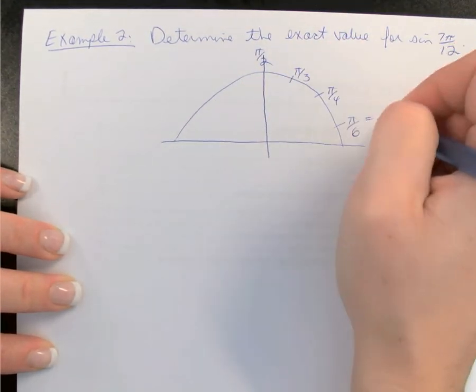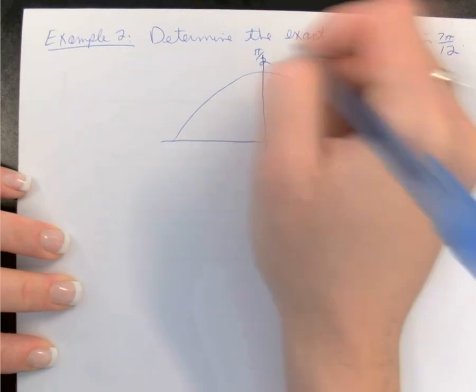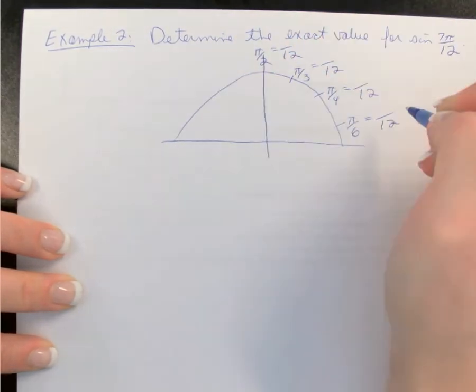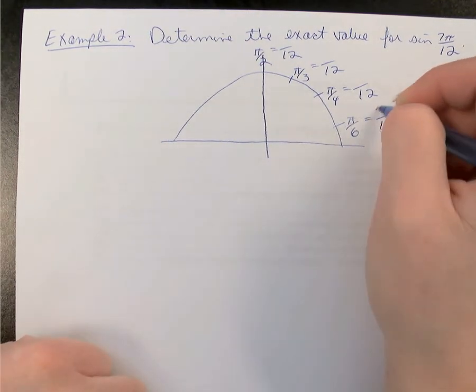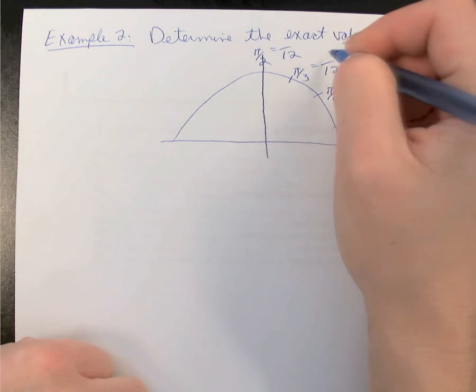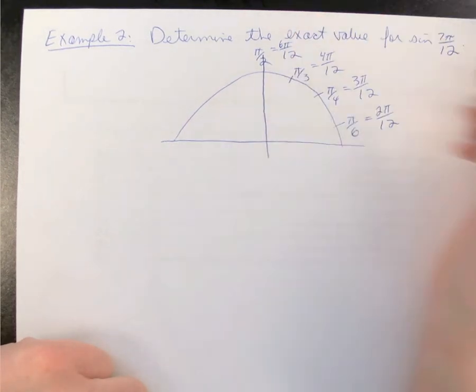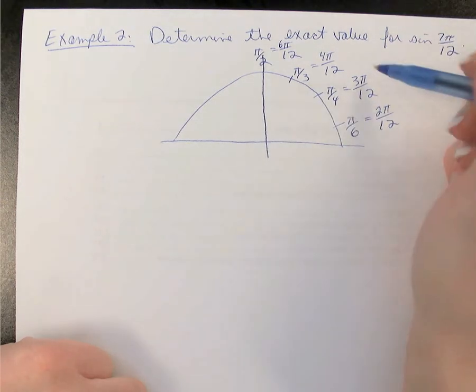So to compare the fractions, because we're going to add or subtract, we want to have a common denominator. So I'm going to put them all with a denominator of 12. So pi by 6 is 2 pi by 12, pi by 4 is 3 pi by 12, pi by 3 is 4 pi by 12, and pi by 2 is 6 pi by 12. Now I'll look to see if I can add or subtract to 7 pi.